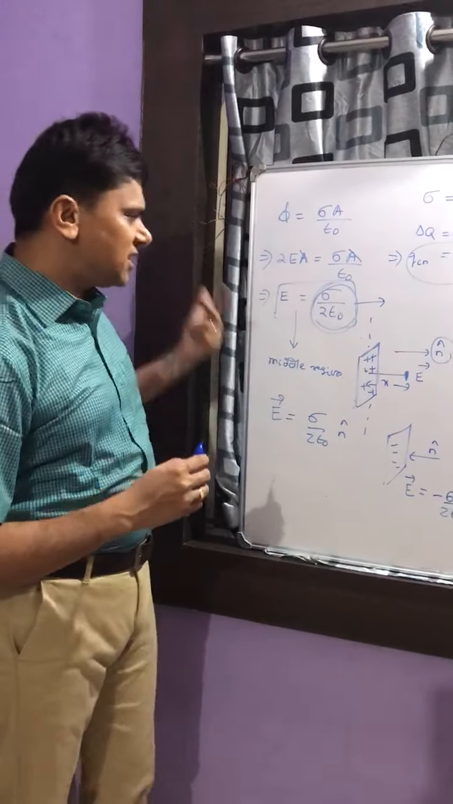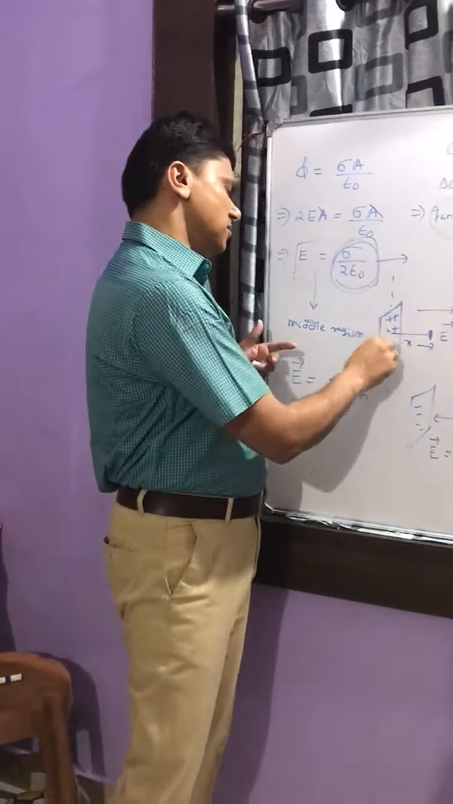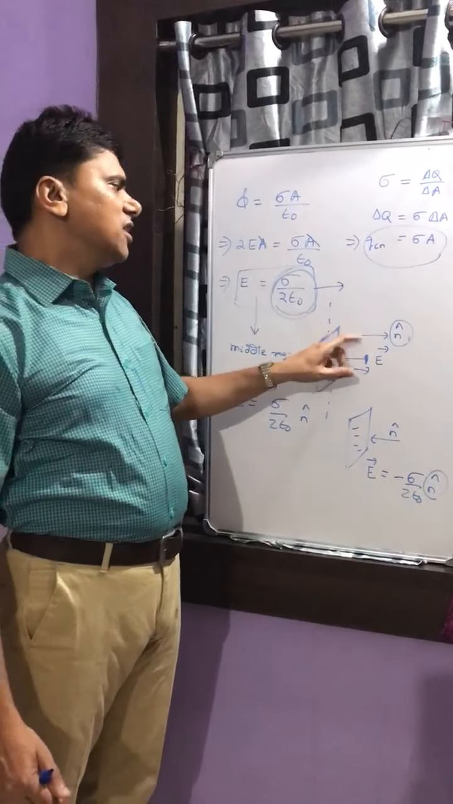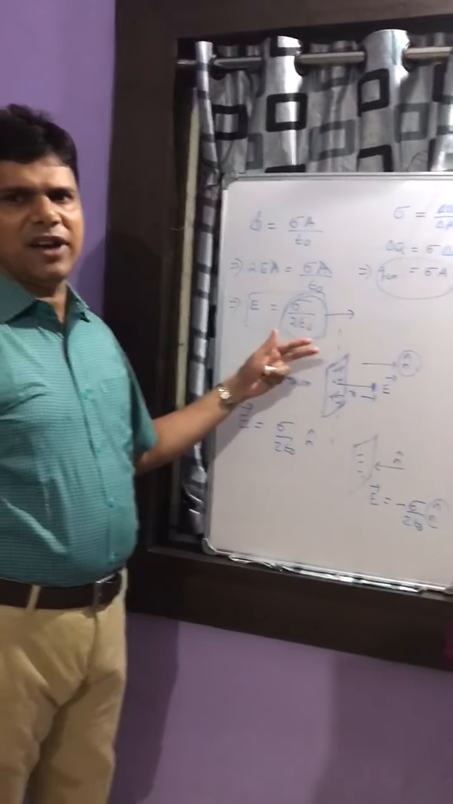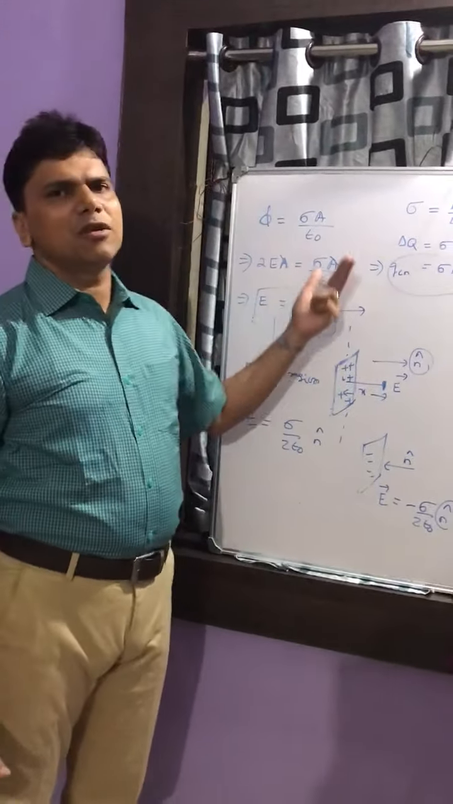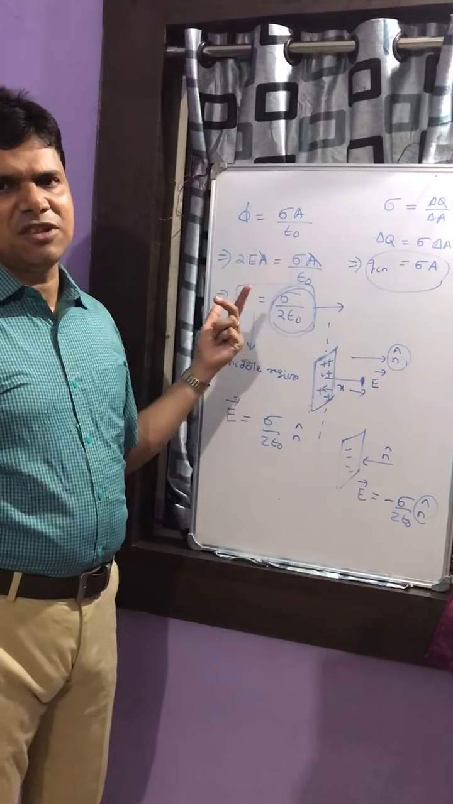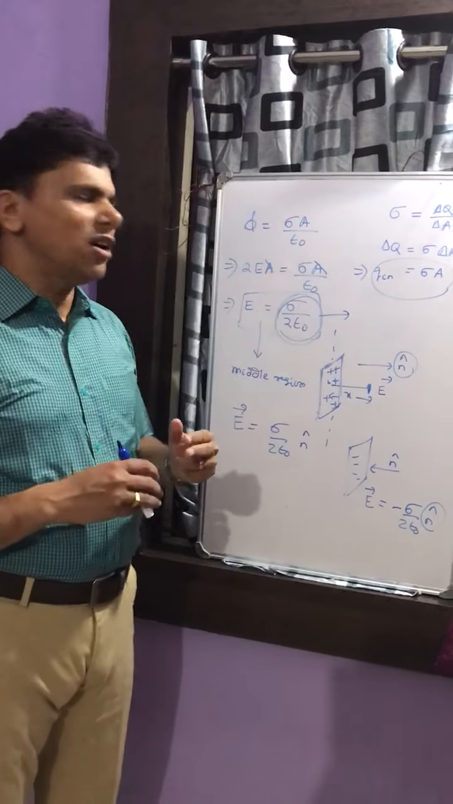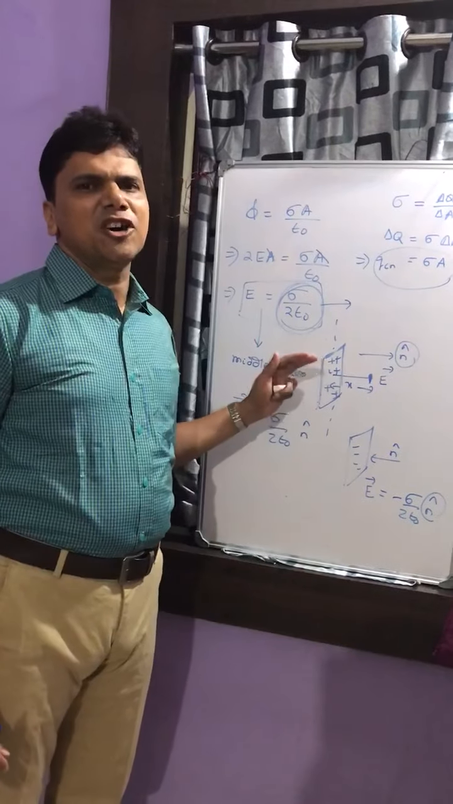And if we are interested in calculating for a finite sheet, then this formula will be correct in the middle region. If you want to find the field somewhere near the end of a finite sheet, then you have to go for other approaches. You have to take the help of Coulomb's law. This Gauss law will not serve your purpose.